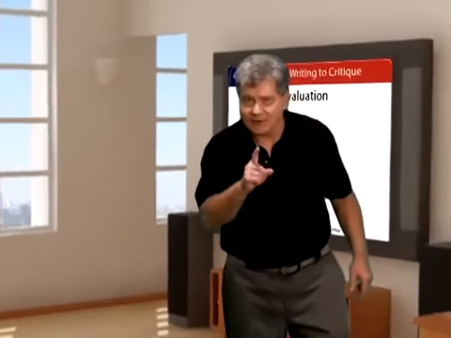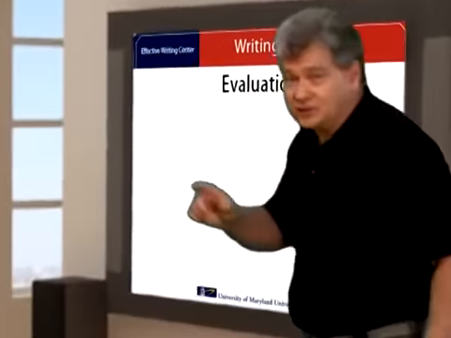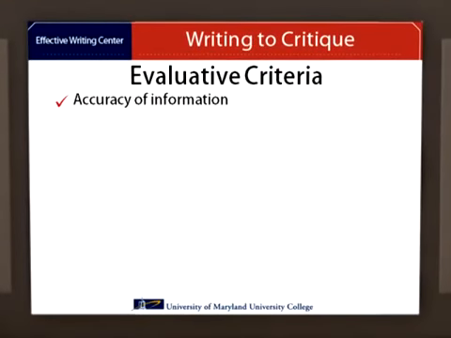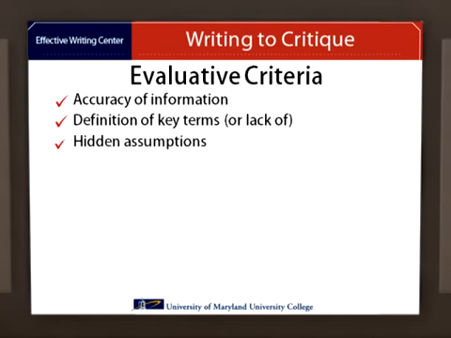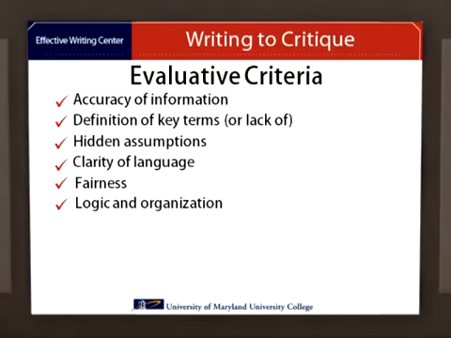Now, in our case, in the case of this text, you're going to be scoring not by mount and dismount, flexibility and strength, but rather you're going to be scoring by criteria such as accuracy of information, presence or lack of definition of key terms, hidden assumptions, clarity of language, fairness. Did the author weigh both sides without undue bias? Logic and organization. Do the main points link together in a meaningful way and add up to a valid argument? Or are there gaps in the argument?